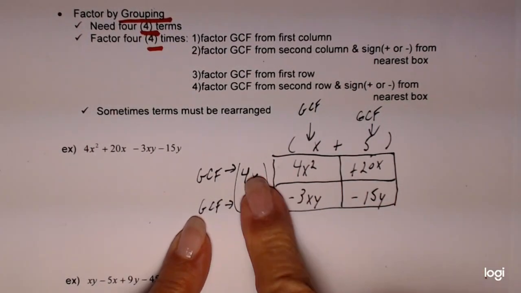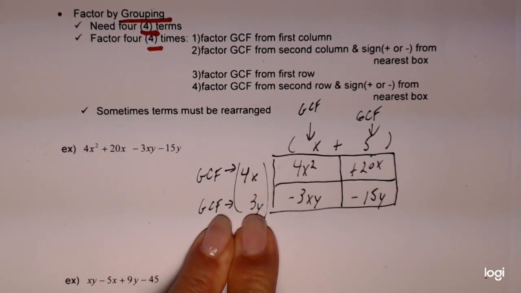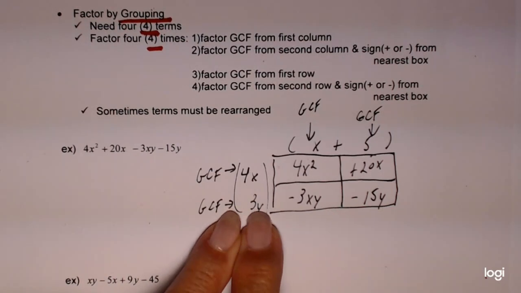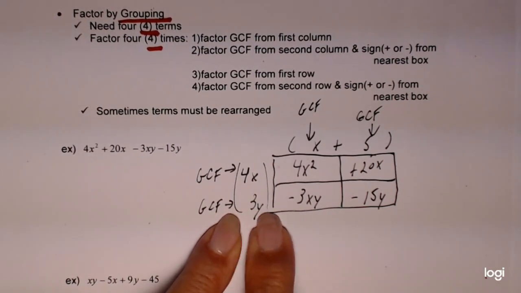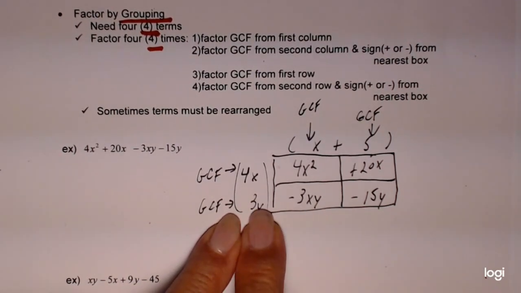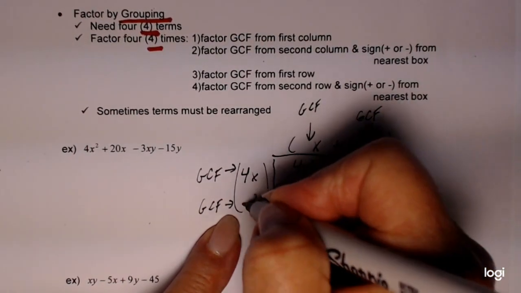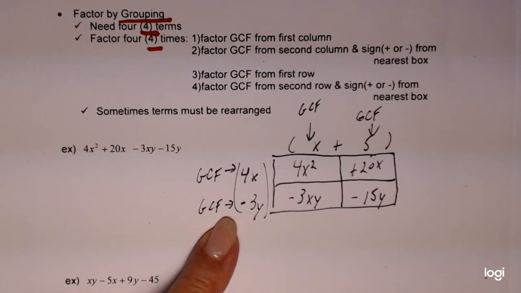Again, we need to have a plus or minus in front of this 3y. So how do we find what that is? We go to the box this 3y is sitting in front of. It's sitting in front of a negative 3, so this becomes negative. So there's our factors.